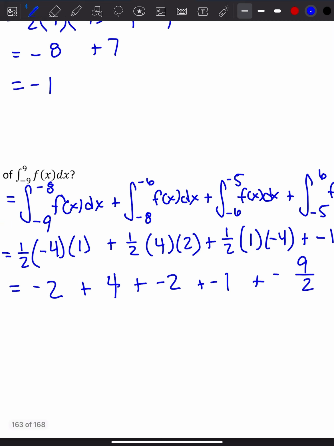So now we're going to simplify this the best that we can. Some things that I notice is that we have 4 and those negative 2's, they cancel each other out. They are the same area above and below, so we are going to make a 0 there. So what I'm really looking at here is negative 1 minus 9/2. Well, negative 1 is 2/2, so we have negative 11/2. We could change that into a decimal if we really wanted to. It would be negative 5.5, but I could also just leave it as negative 11/2.